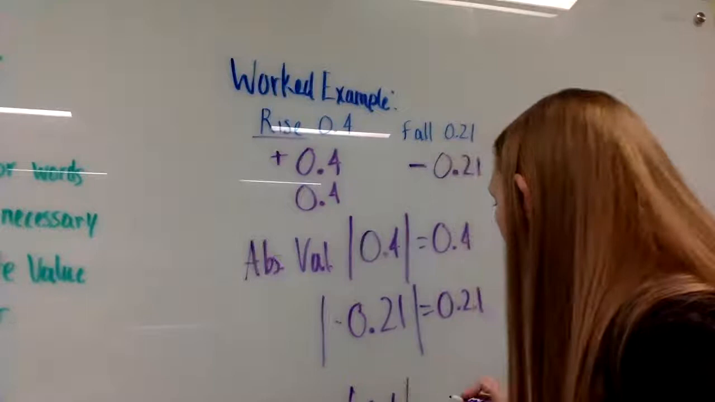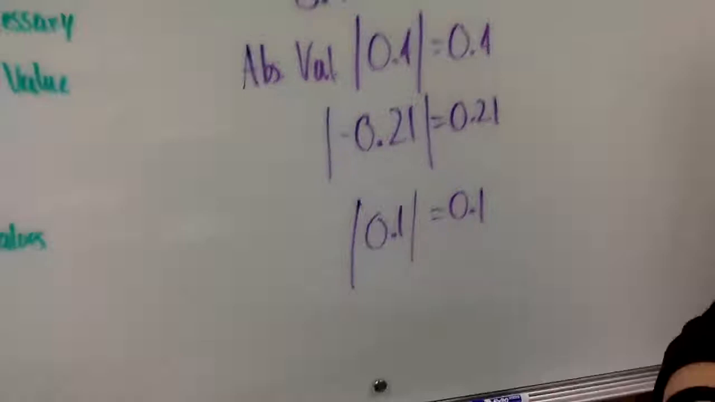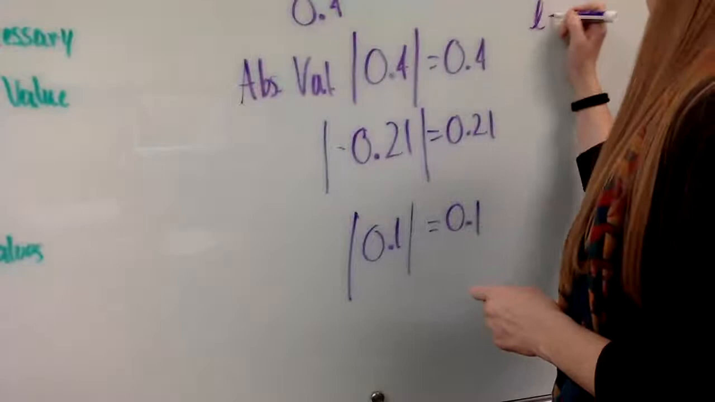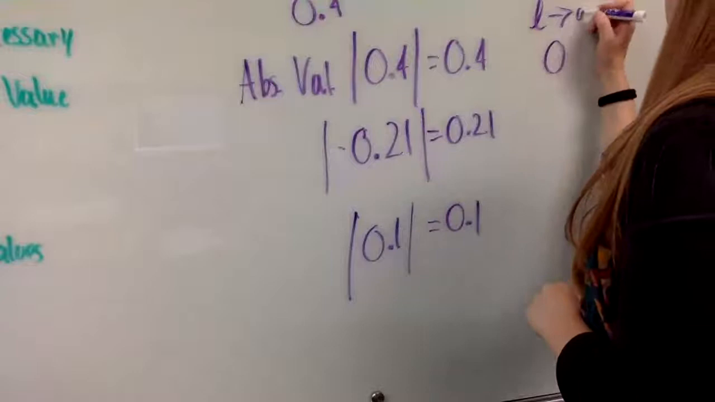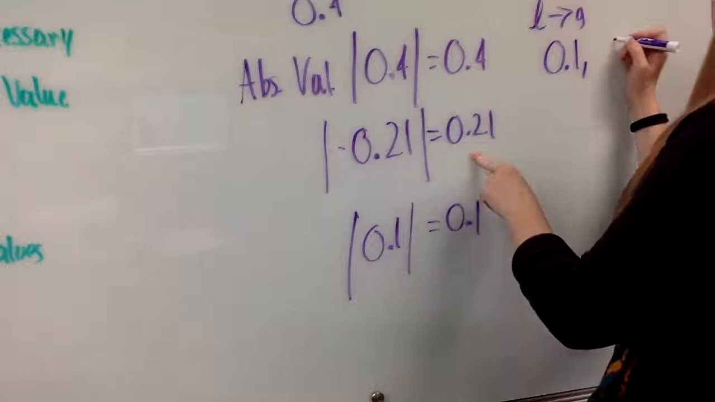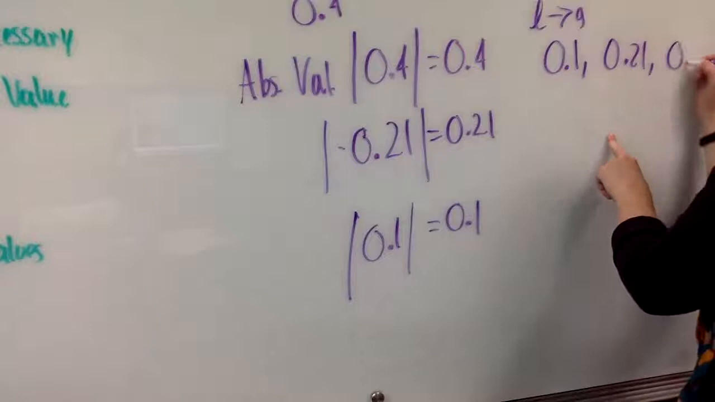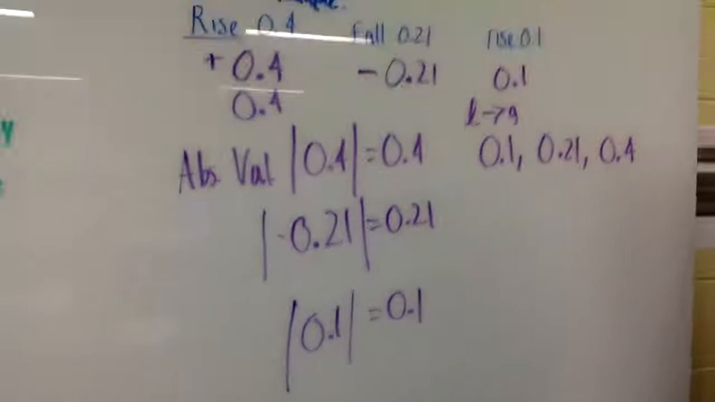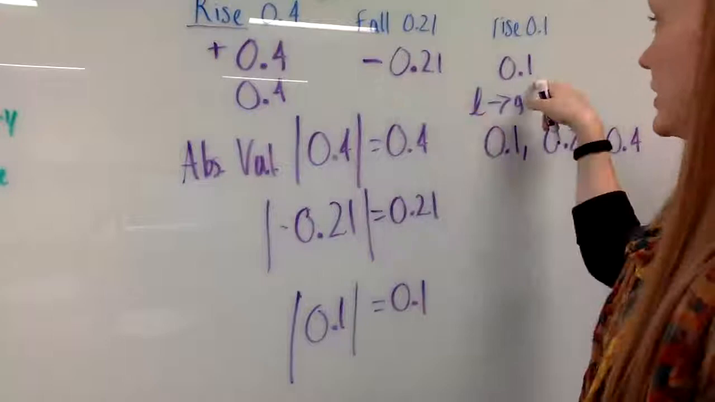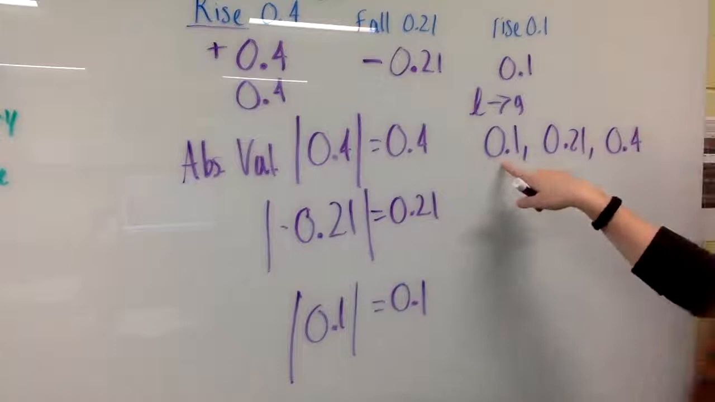So if I want to order these with the absolute value, least to greatest, I'm going to do 1 tenth, then 21 hundredths, then 4 tenths. Because these are absolute values, the distance is from 0. This one's negative, these are positive. But if we're looking at how far away from 0, this is the closest, this is the next closest, this is the farthest away from 0.